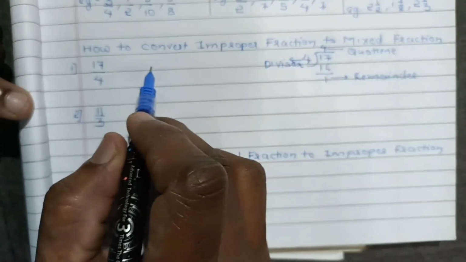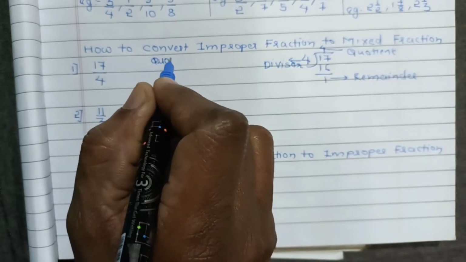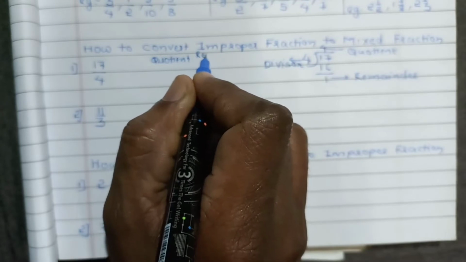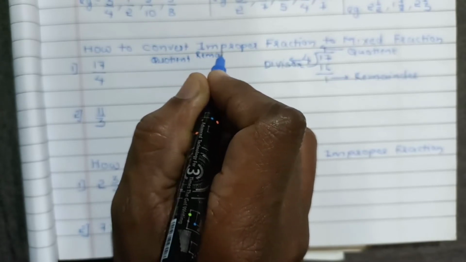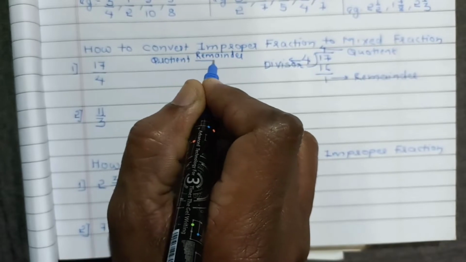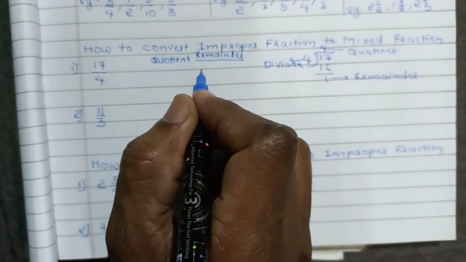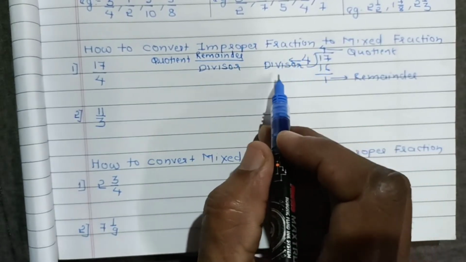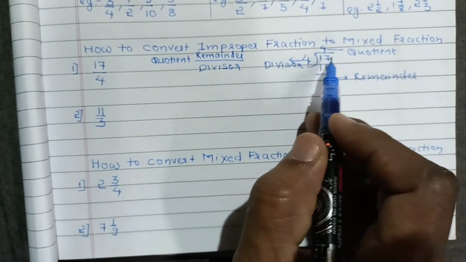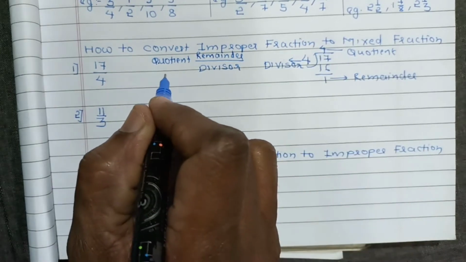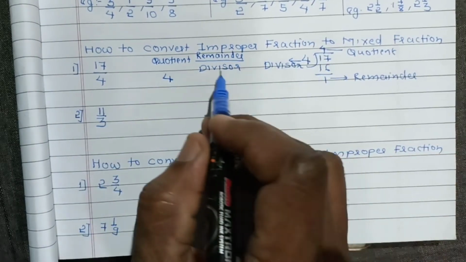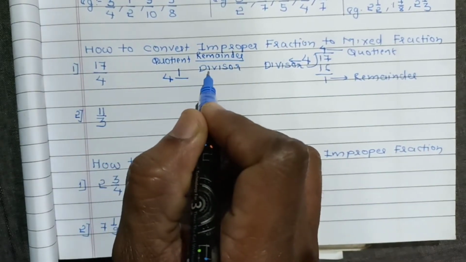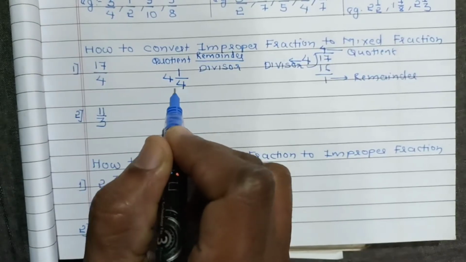So how to write this here? Write the quotient, multiplied by remainder, divide by divisor. So after doing the division, we got the quotient as 4. So this 4 you have to write here. Then the remainder we got is 1. This you have to write here. Divide by divisor is what? 4. So this is the mixed fraction.